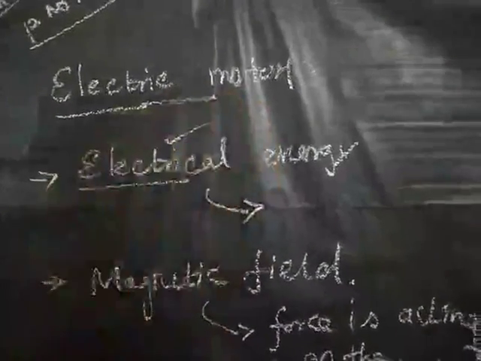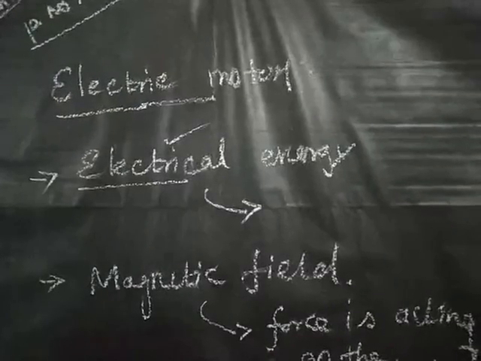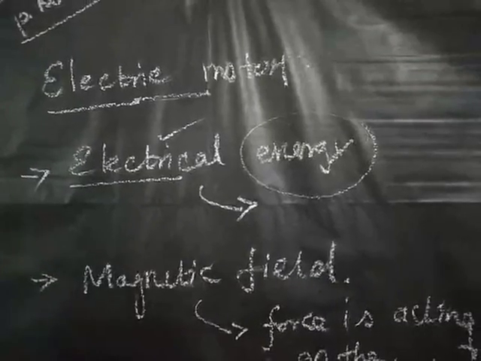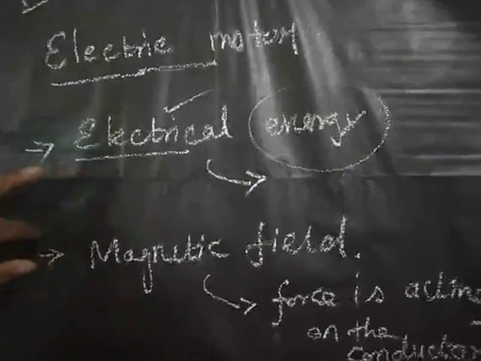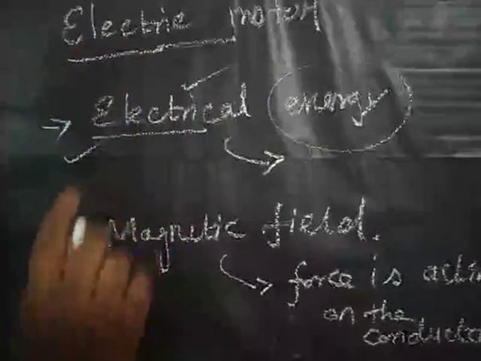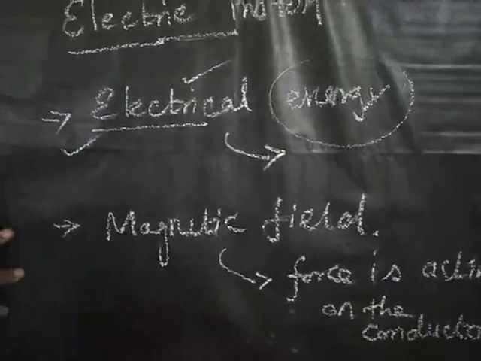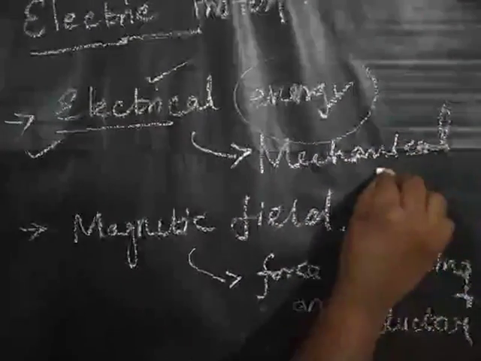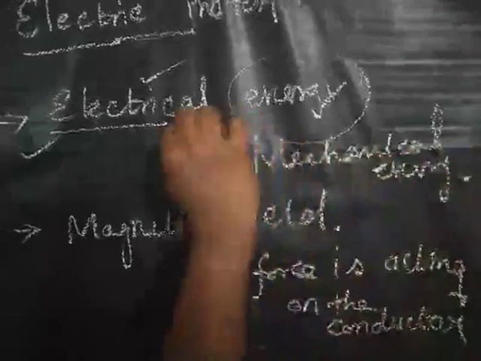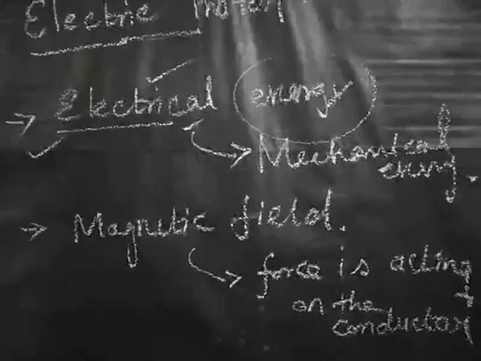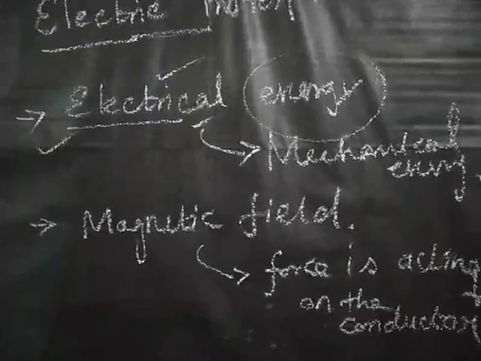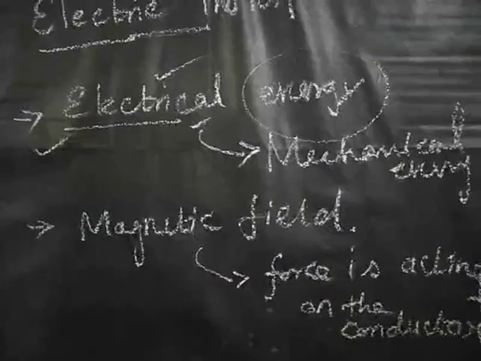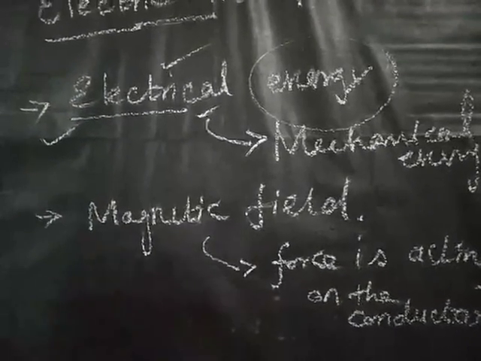Before that, what is meant by electrical energy? Energy is nothing but the ability to do work. Electrical energy is one type of energy. With the help of electrical energy, one instrument converts it into mechanical energy. That instrument is the electric motor. An electric motor is a device which converts electrical energy into mechanical energy.